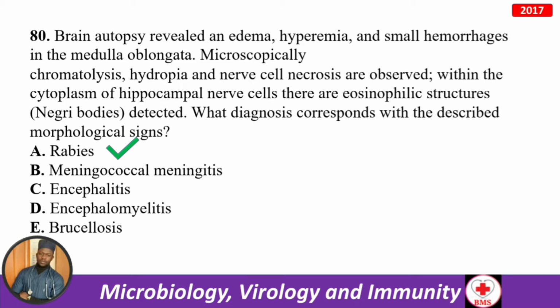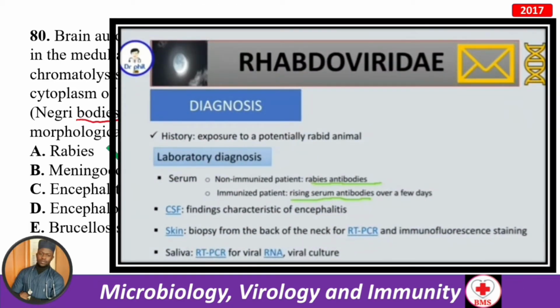Right. So Negri bodies is a buzzword for what? Rabies, right? So it's rabies virus. Here we are talking about an autopsy. In most cases, you should know that Negri bodies are found in the hippocampus and in the pyramidal cells of the cerebellum. Okay, so this is a random slide from the rabies video.